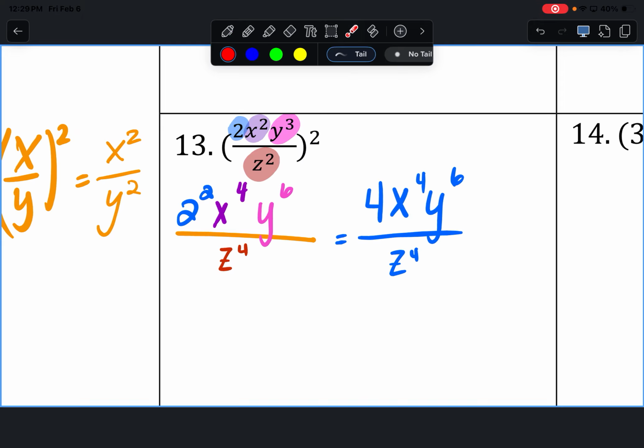If there is a number you can write as simpler without an exponent, write it. If there is something you can simplify, simplify it. If there's a negative exponent, write it so that it's positive. Okay?